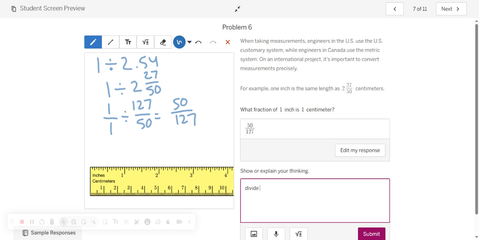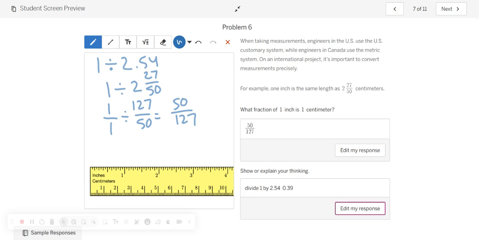Divide 1 by 2.54. I've never done that calculation. So on a calculator, if I do 1 divided by 2.54, I get something ugly. 0.39 with a lot of other numbers. But there we go. Submit.